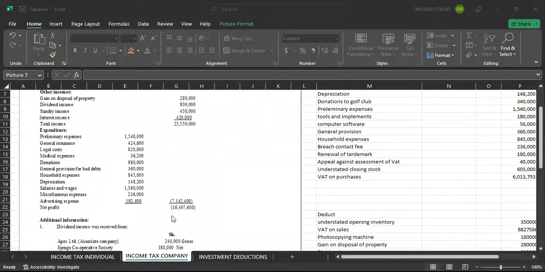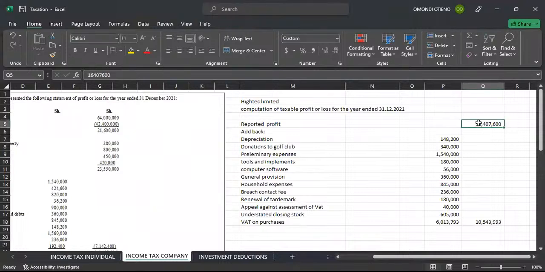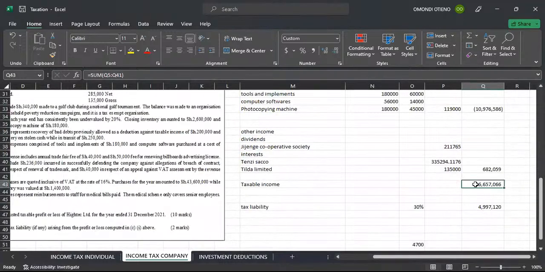So if it is a positive, this one here should not be a negative. If it is a positive up there, then the figure which you are picking or lifting directly should also be that same figure. If you bring in that positive value there, I believe everyone is getting what we have down here as the taxable income.